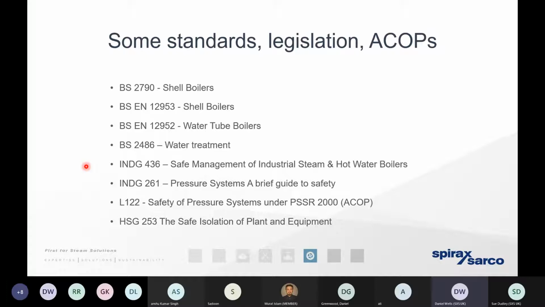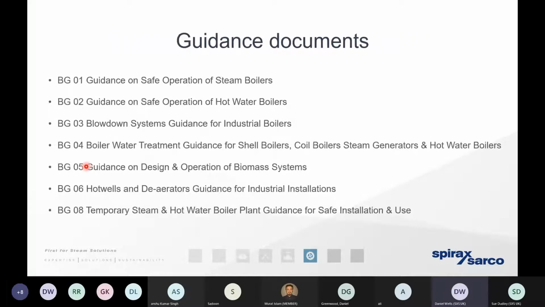So it allows the senior managers or directors of a steam using site to understand what their obligations are to ensure that they've got a steam boiler that is operating safely. But then again, there's a number of other documents. We refer to them as the BG documents, BG standing for boiler guidance. And the important thing to bear in mind here is it is guidance.